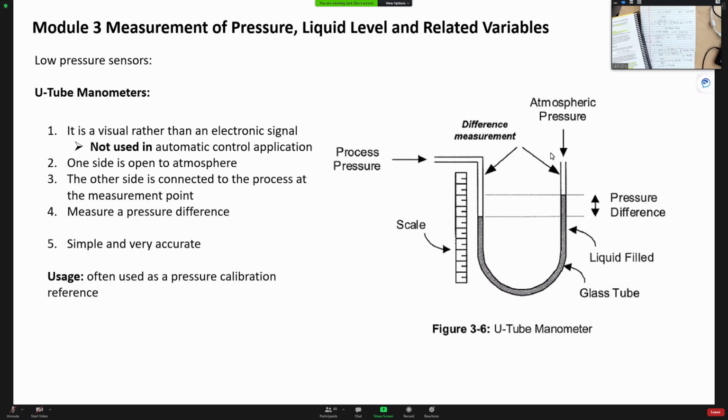They have two tubes down there. One is open to atmospheric pressure, so this side is open to the air. The air pressure is here, and this side is connected to whatever process you are trying to measure the pressure of, and you have a scale down there. So you look at the difference between the liquid levels. You read on the scale there, and you know what the pressure is down here.